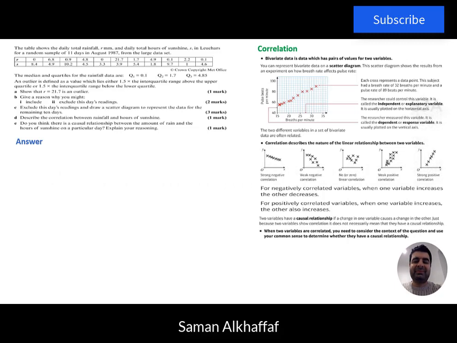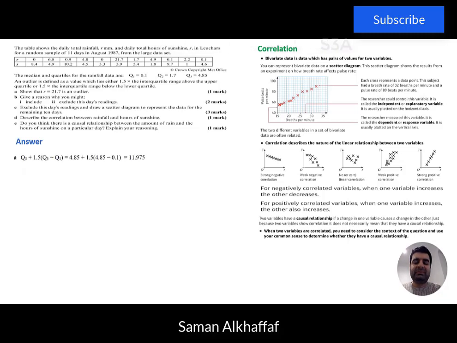So the median and quartiles for the rainfall data are Q1 is 0.1, Q2 is 1.7, Q3 is 4.85. An outlier is defined as a value which lies either 1.5 multiplied by the interquartile range above the upper quartile, or 1.5 multiplied by the interquartile range below the lower quartile. For part A, we need to show that R equals 21.7 is an outlier.